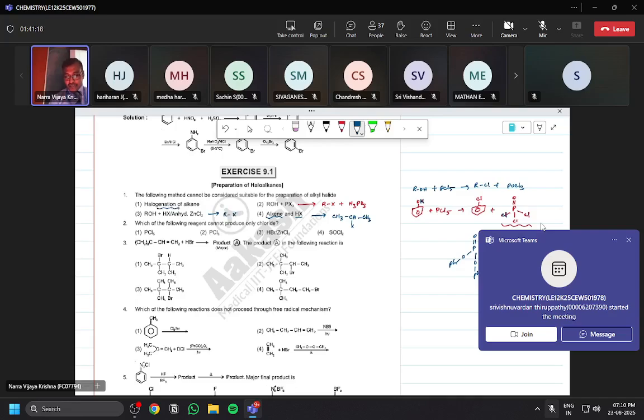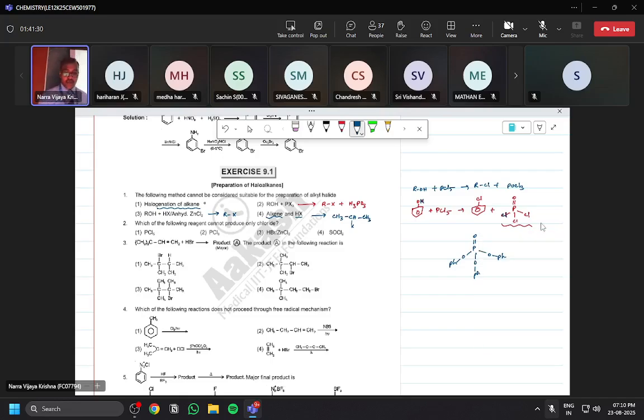Halogenation of alkanes. Also you will get alkyl halides, but yield will not be good. That's why it is not best suitable method. You will get many byproducts. So following method cannot be considered as suitable for preparation of alkyl halides. So I will not consider option 1. Here also you can prepare alkyl halides, but you will get many byproducts. Clear? Online. Yes, sir. Response, sir. Yes, sir. Now come to next one.